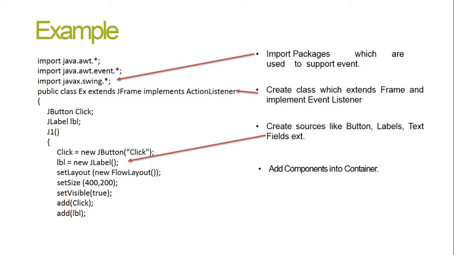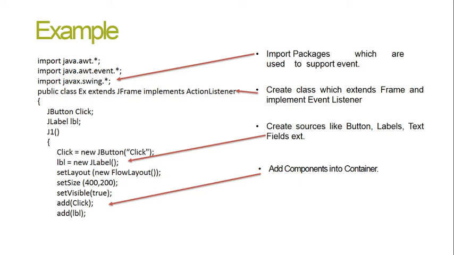Create a source, whatever source: button, label, text field. So create those components and, fourth step, add those components in your container. And these are the necessary methods that we need to write to set layout, set size, set visible true, set title, whatever method. So now these are the steps.